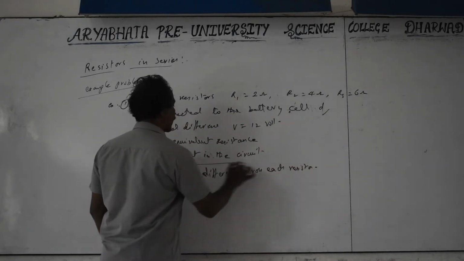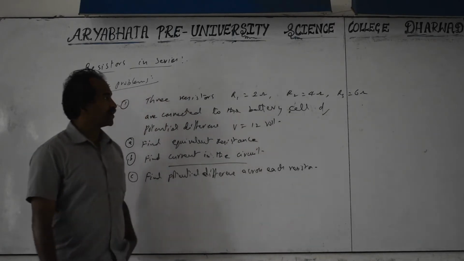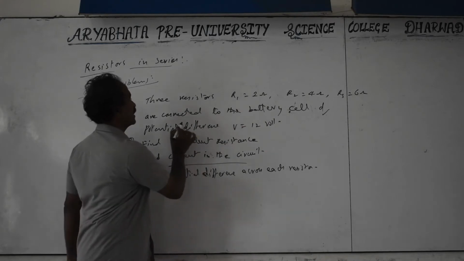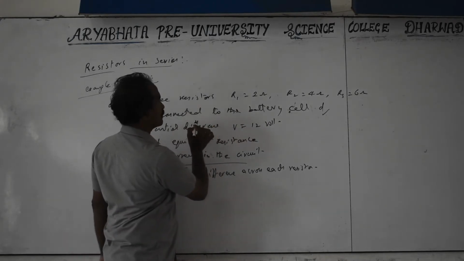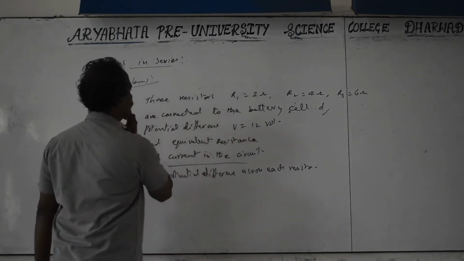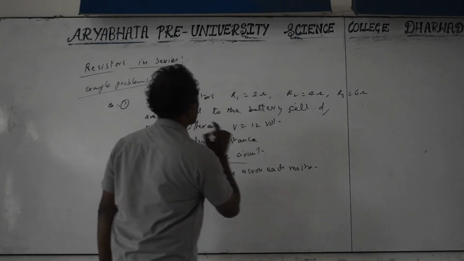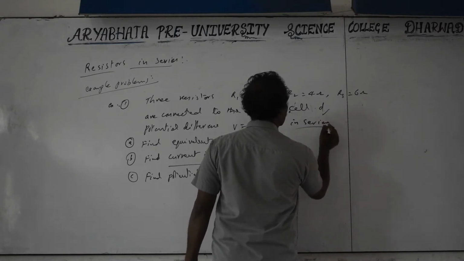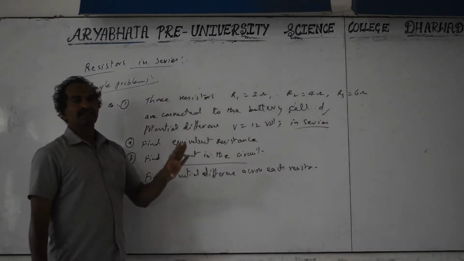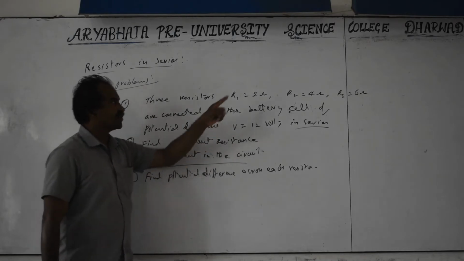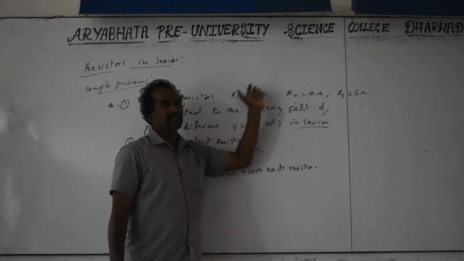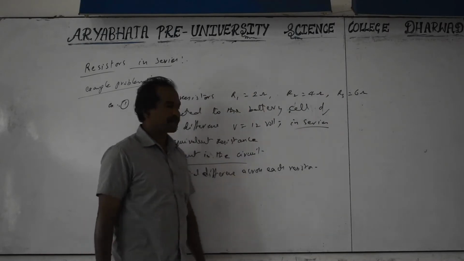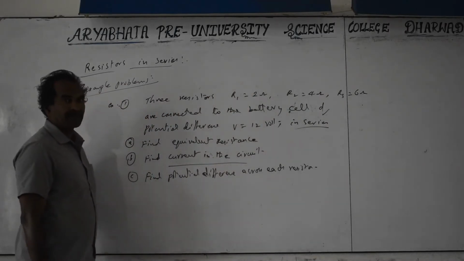Sometimes they will ask you to find the current through 4 ohms, or through 6 ohms, or only through 2 ohms, but the 3 resistors are connected to a battery cell of potential difference V in series. In series combination current is the same. So if they ask for any one resistor, I is the same for all the resistors in series combination. For capacitors, charge is the same. Charge per time itself is current.